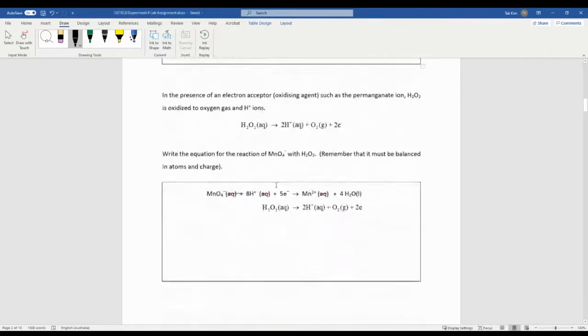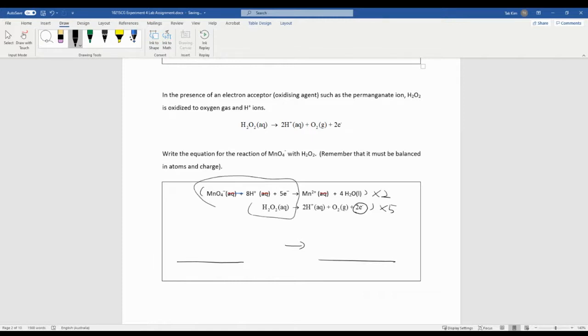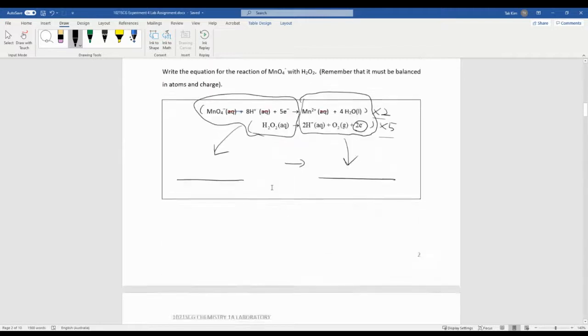You do the same for the next one. It should be multiplied by 2 here from the number of electrons from the other half, and over here it should be multiplied by 5. You combine into one redox equation. Everything on the left-hand side, which are your starting materials or reagents, goes here, and everything on the right-hand side, which are your products, goes here. Make sure that you use integers, otherwise you will have different numbers of electrons.